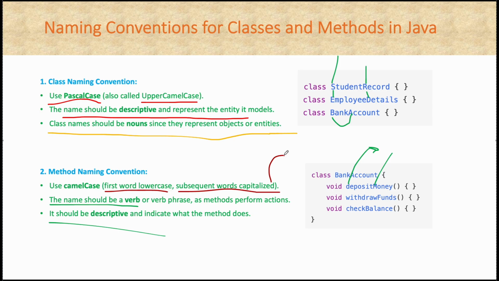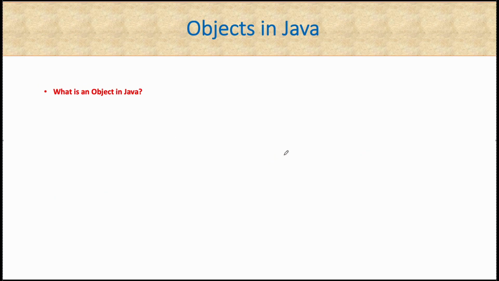In Pascal case, the first letter of each word will be in capital, and the camel case is followed by the method name and variable name. The first letter of the first word is small, and the first letter of other remaining words will be in capital. What is an object in Java?